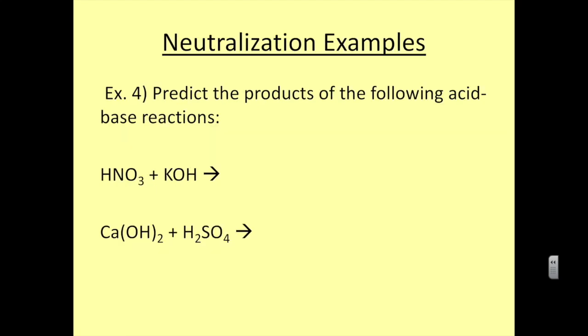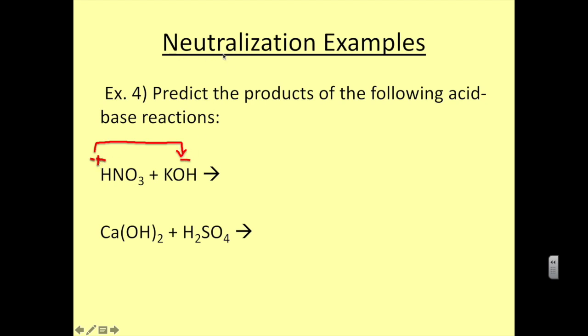So let's walk through our examples, and these examples are going to be on page 6. Example number 4 says to predict the products of the following acid-base reactions. What you have is nitric acid and potassium hydroxide. Well, we want to take the front side and the last side.